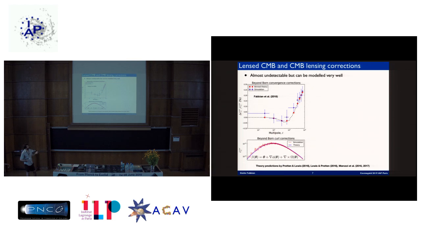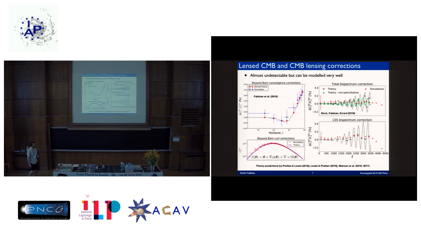And the simulation results match very well the analytical predictions that were developed at the same time by a series of people here. The other nice thing is that we measure very well the so-called curl deflection, which are, let's say, a peculiar effect of the post-Born, so of multiple deflection due to the coupling of lensing. And they also match very well the analytical prediction. But both of these are basically undetectable for the future.